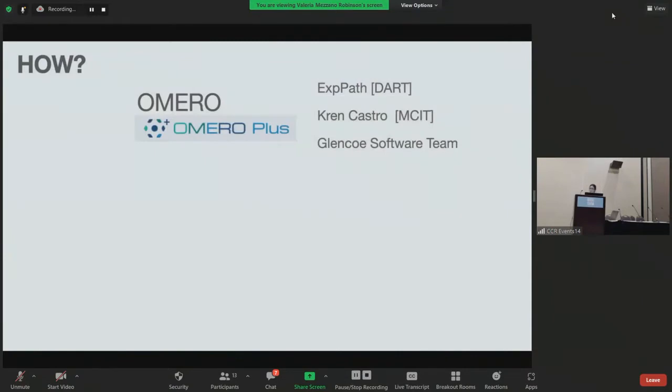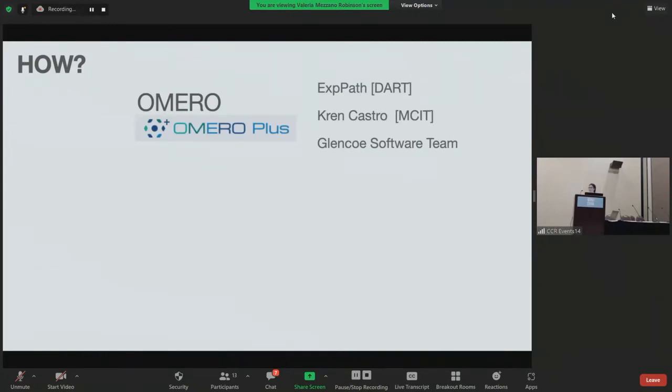So how did we do it? For starters, XPath said, we're running out of time. We need to replace SlidePath now. So Dart said, yes, well, we'll get you OMERO. And then we figured, we cannot do this because, of course, nobody in XPath knows anything about managing these systems. So that's when MCIT came in. And they were excited about this project.